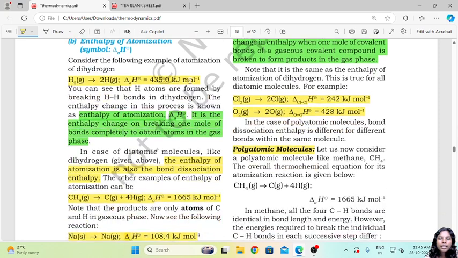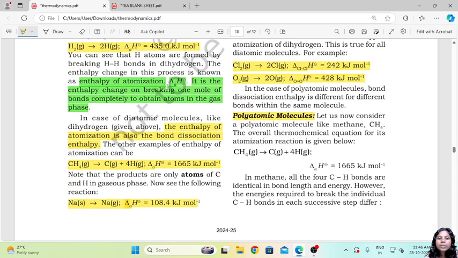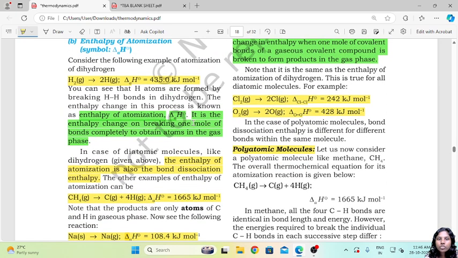Now for this, let's consider a simple example of hydrogen gas which is getting dissociated. It is giving us two atoms of hydrogen, not molecules. You can see that hydrogen atoms are formed by breaking the hydrogen bond in the dihydrogen. This is the dihydrogen. So the enthalpy change in this process is known as enthalpy of atomization, and it is given by delta subscript A H naught.